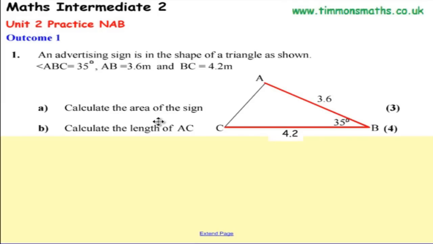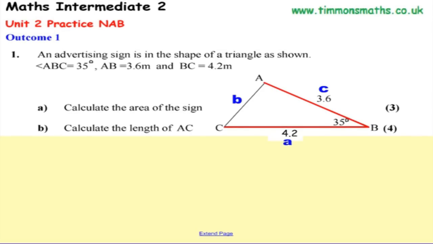Part A, we're asked to calculate the area of this sign, the area of this triangle. First of all, if we mark the side opposite the angle A as small a, the side opposite the angle B as small b, and the side opposite the angle C as small c. The formula for the area of a triangle is given by A is equal to a half ac sine B.